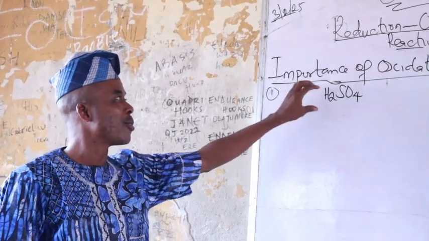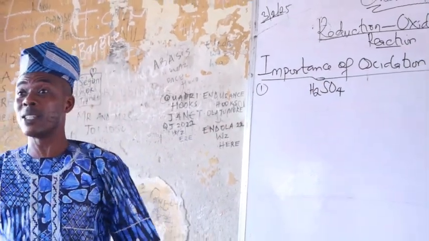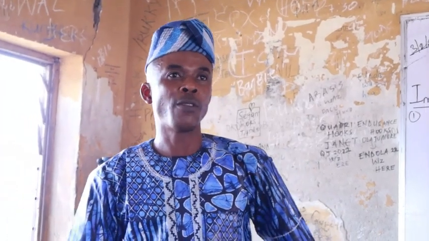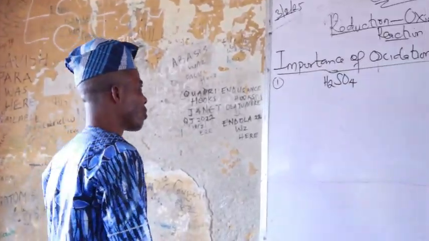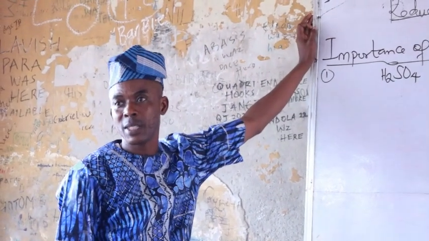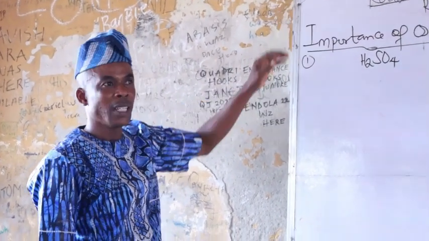So it means if the knowledge of oxidation number is not understood, you will name inorganic compounds wrongly. So one of the importance of it is that it is used for naming inorganic compounds. Are we together? Now number 2.